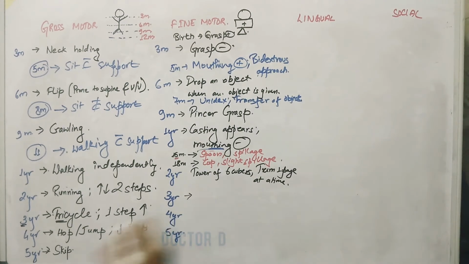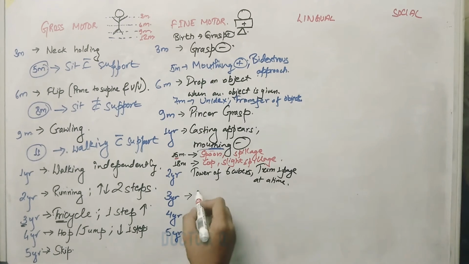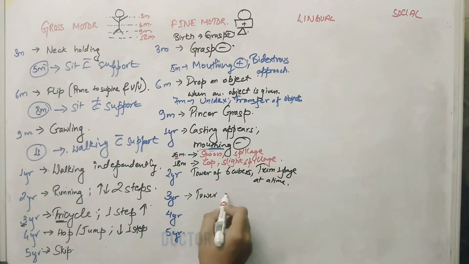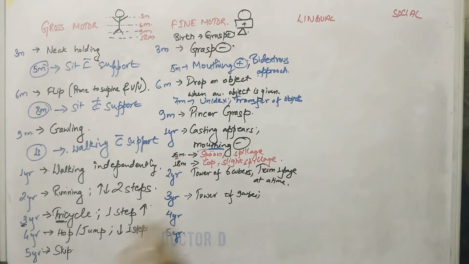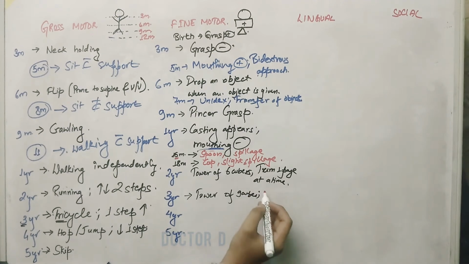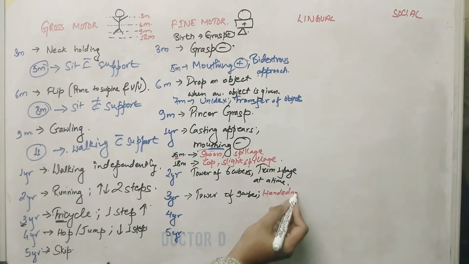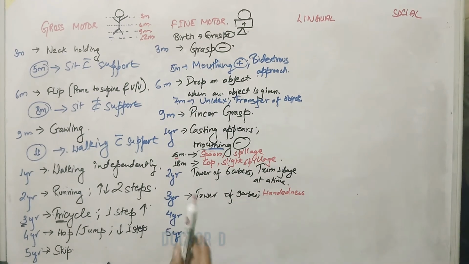At 3 years the child is able to make a tower of 9 cubes. One more event, a very important event occurs, that is handedness. The child develops left or right handedness at the age of 3 years.